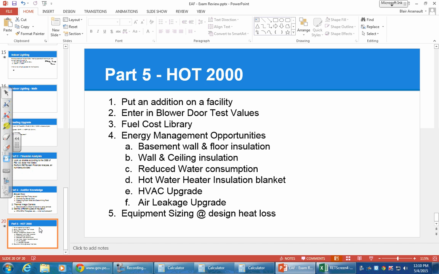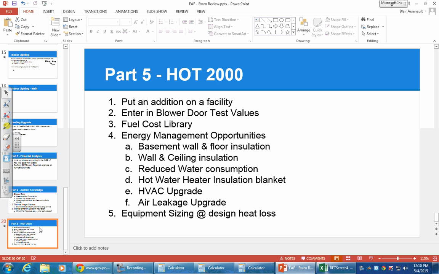The last part is the HOT2000 analysis. I'm going to give you a house already constructed, and what you're going to have to do is put an addition onto it. You're going to have to enter in new blower door test values. You're going to have to enter into a fuel cost library, so the dollar savings that it outputs are accurate. And then you're going to have to put in some energy management opportunities.